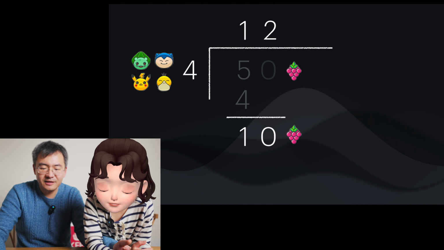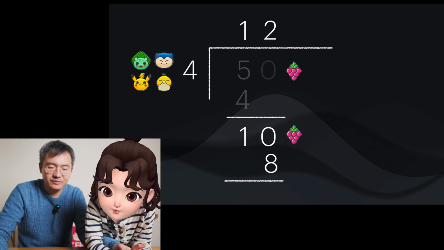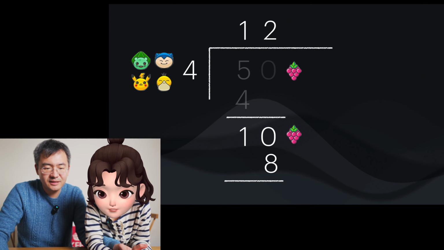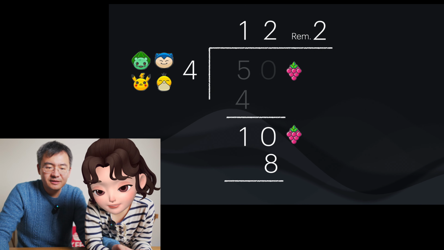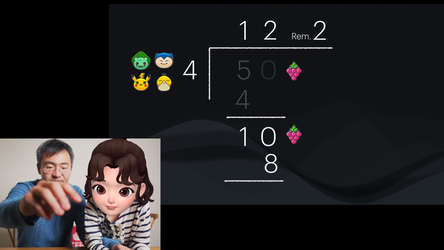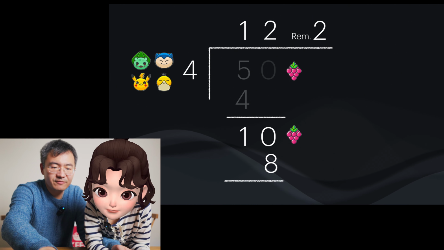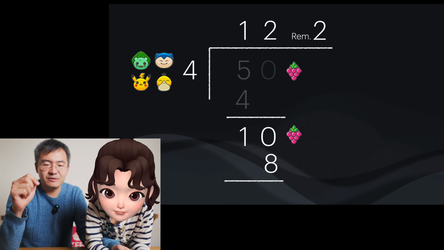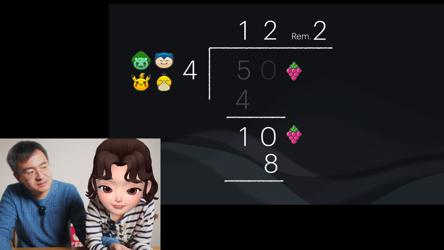Okay, so how many left? We hand over 8 fruits, and 10 minus 8 here is 2. Yeah, the 2 becomes the remainder. So if we give 50 Pokemon fruits to 4 Pokemons, each of them gets 12, and I will collect 2 leftover fruits back. All right, make sense?